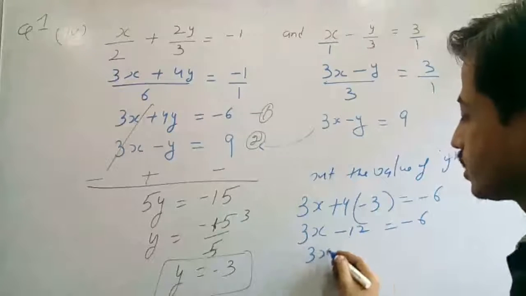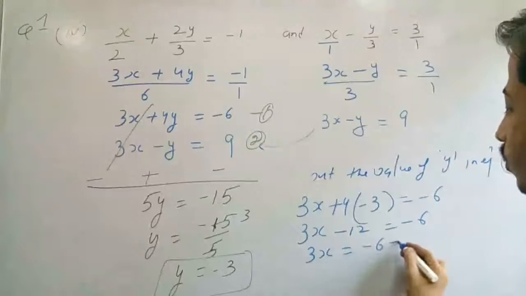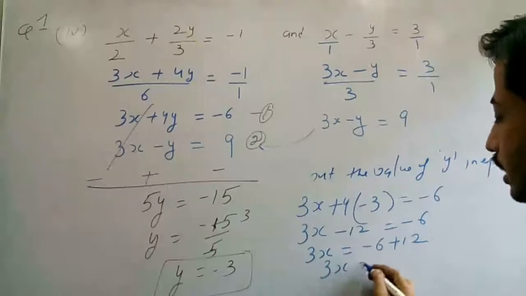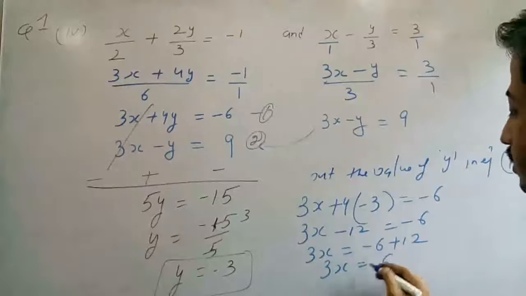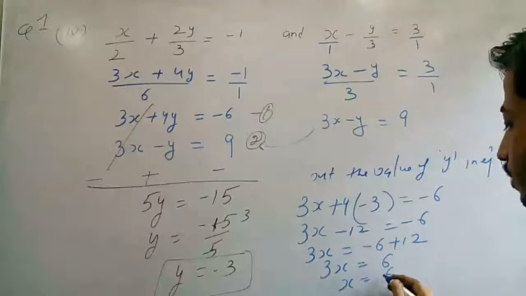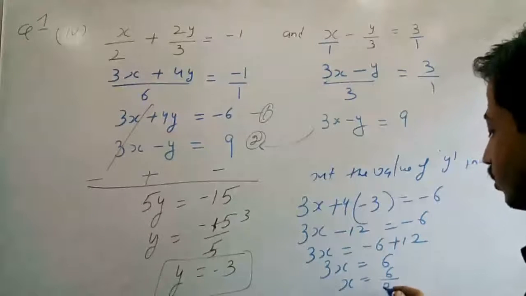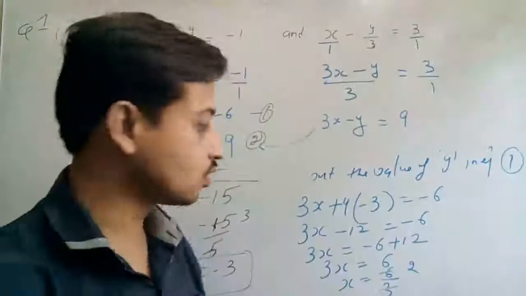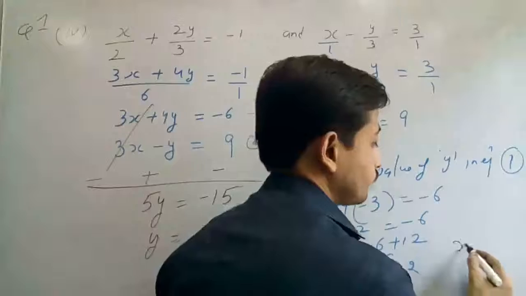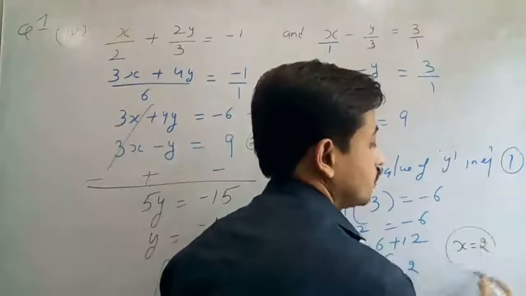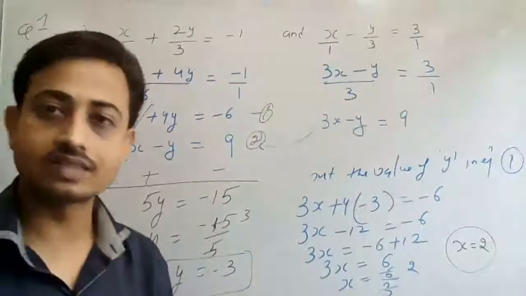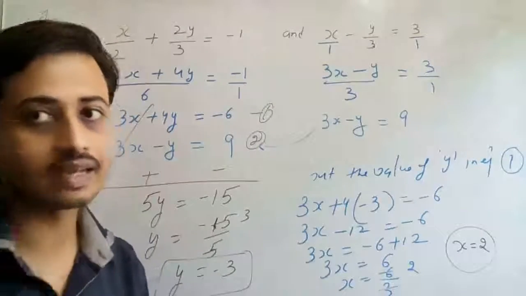Take minus 12 on the right hand side. It becomes positive whenever it goes to the right hand side. So 3x is what? Minus 6 plus 12, we get plus 6. Then what's the value of x? We have to take this 3 on the right hand side. 3 2s are 6. I get x is equal to 2. So x is equal to 2 and y is equal to minus 3. That is your answer. Please make a note.